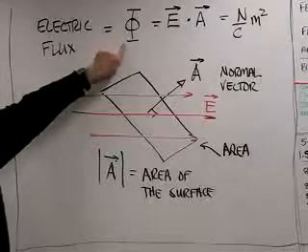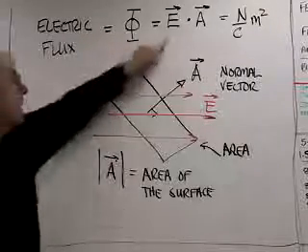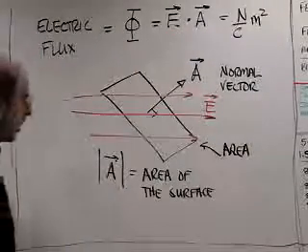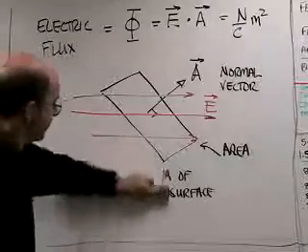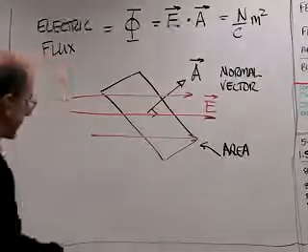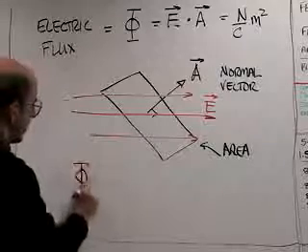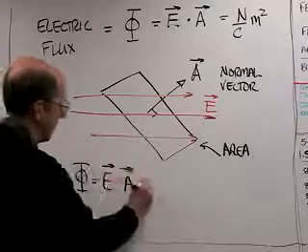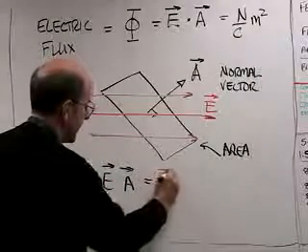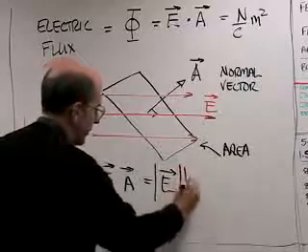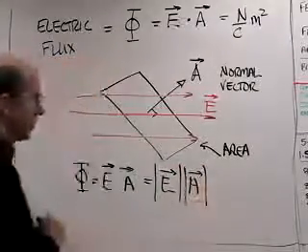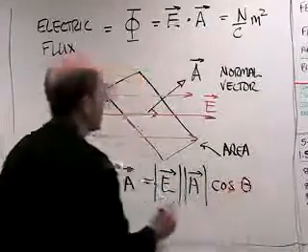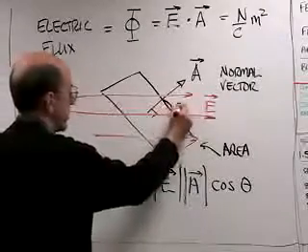This, like I said, is a scalar, so it has no direction. But the value of the scalar depends upon the relative orientation of E and A. And if I may, let me erase this. So phi is equal to E dot A. That's equal to the magnitude of the E field times the magnitude of the vector, which is just the area, times the cosine of the angle between them, where that's the angle between E and A.